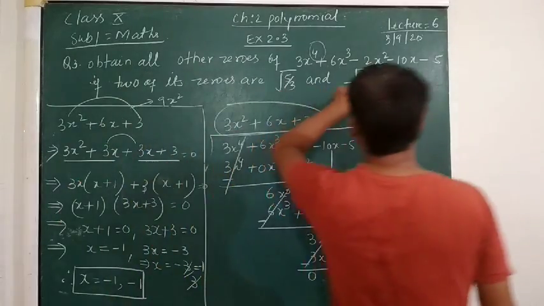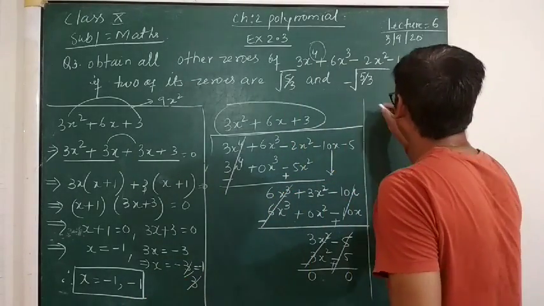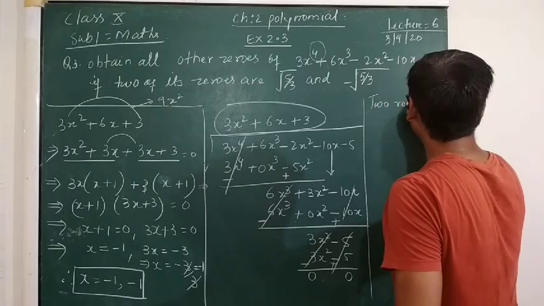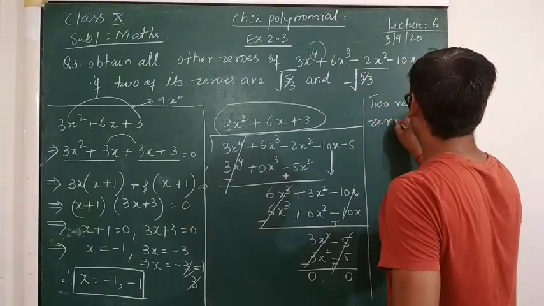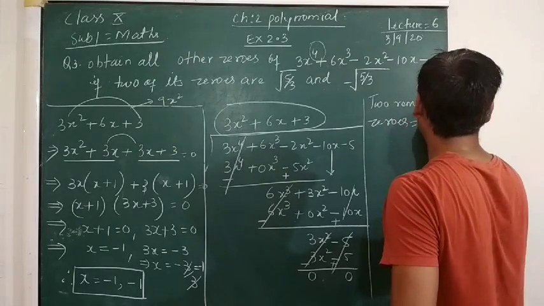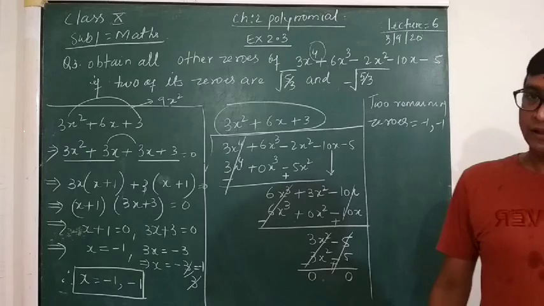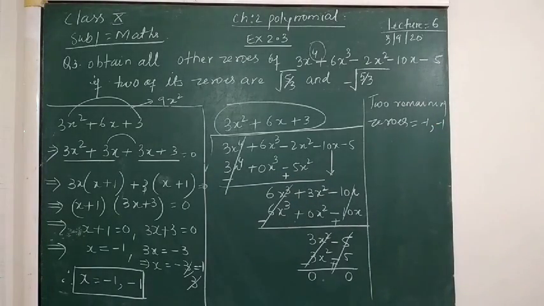Already these two values are given, and two values we obtained. So the remaining two zeros are minus 1 and minus 1. Correct? Okay, now coming to the second question.